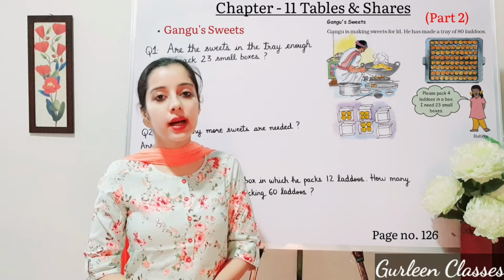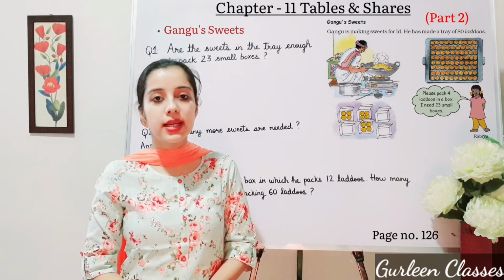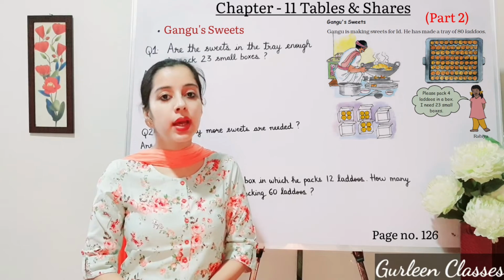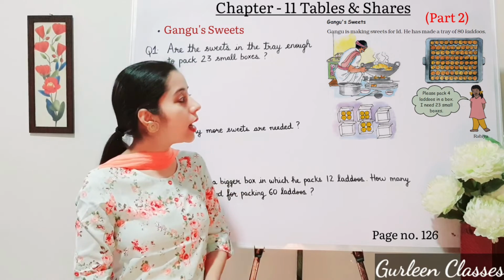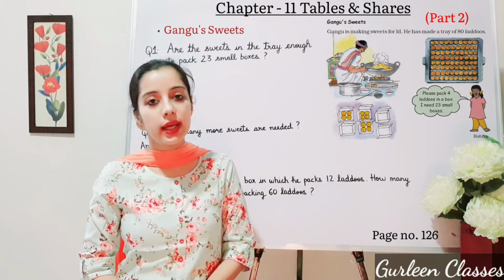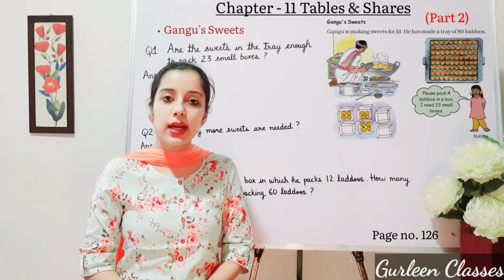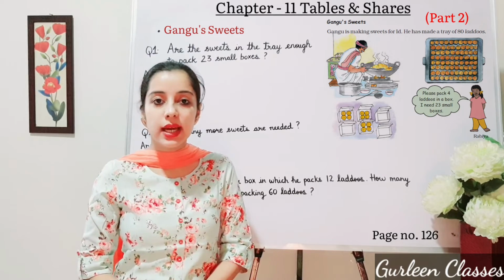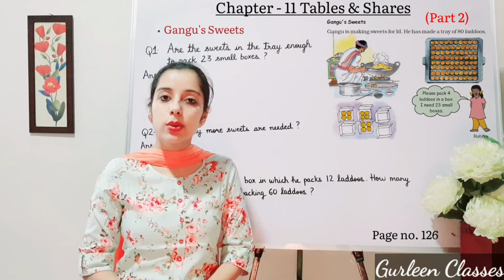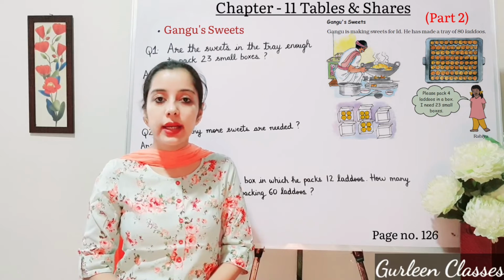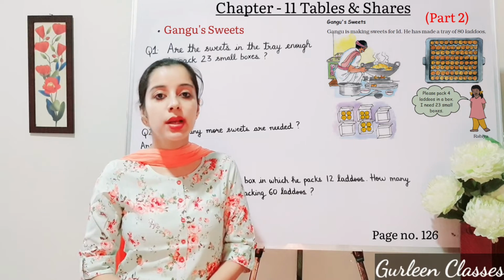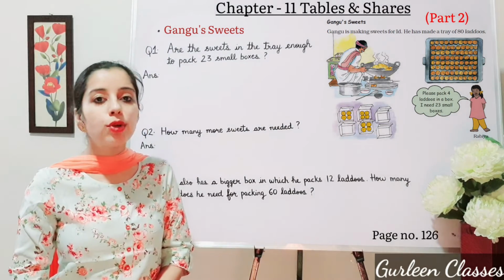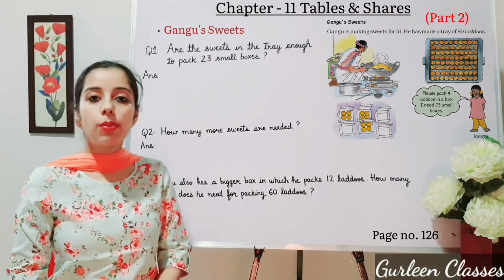Next topic, Gangu's Sweets. So this topic is there in your book, page number 126 and 127. In your books you can see Gangu is making sweets for Eid. He has made 80 laddus in a box. A girl named Rabia, she said, please pack 4 laddus in a box. I need 23 small boxes. So now question is, are the sweets in the tray enough to pack 23 small boxes?